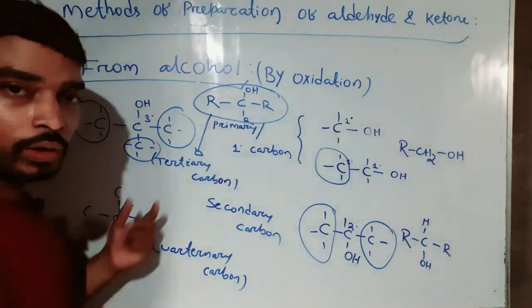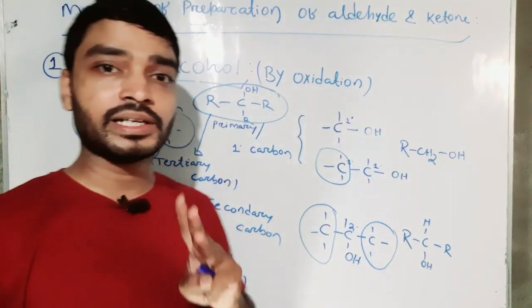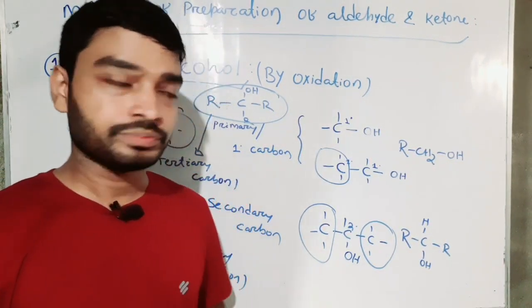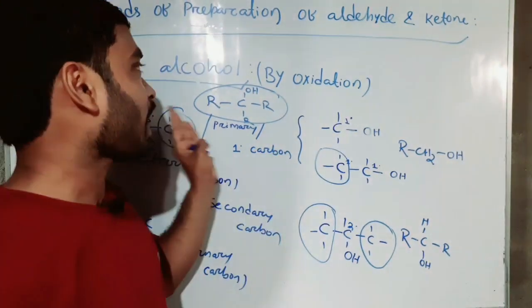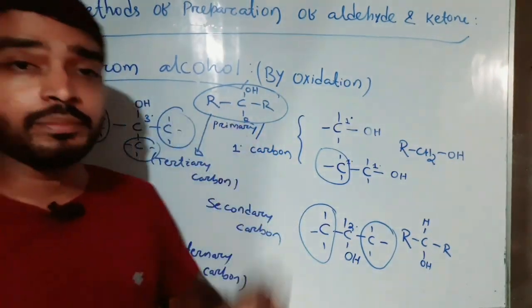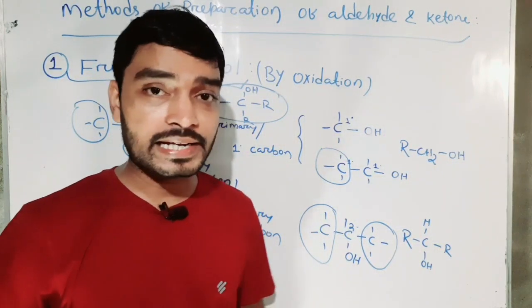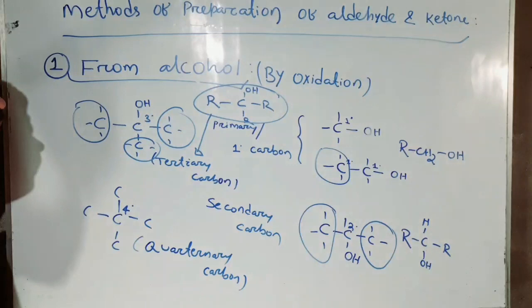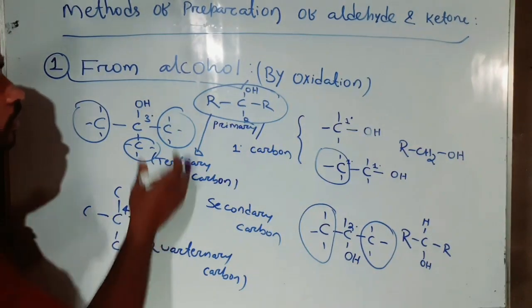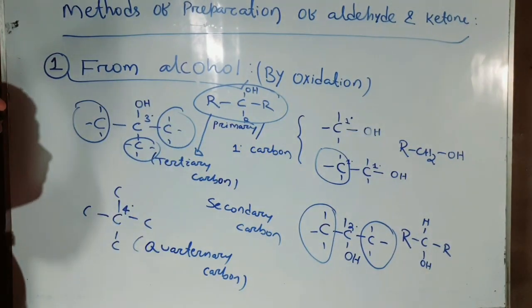In this way, we find three different general formulas for alcohol. In this way, we can go further into how the alcohol will be involved in the formation of aldehyde and ketone. Write fast. After that, we will move to the methods of preparation.